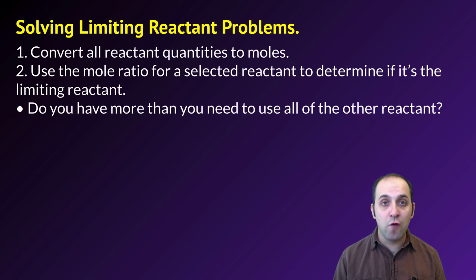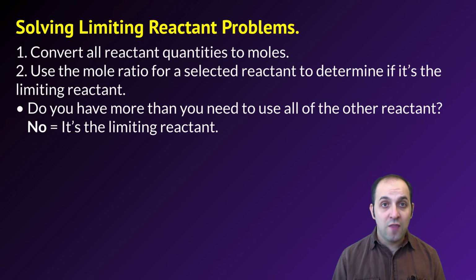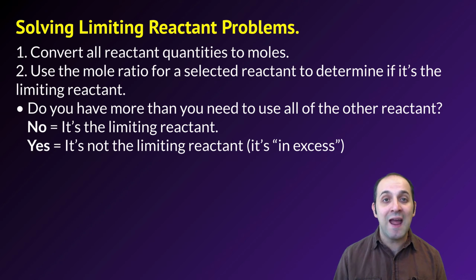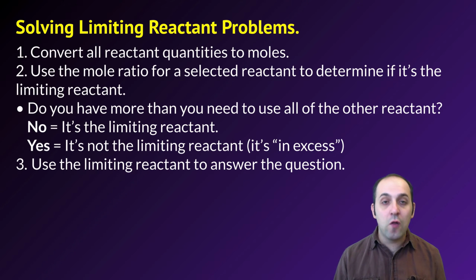Look at the mole ratio for a particular reactant compared to the other one, and figure out if you have more than you need to use all of the other reactant. If you don't, then the one that you've chosen is the limiting reactant. If you do, then the one that you've chosen is not the limiting reactant. It's what we'd say to be in excess, and the other reactant is the limiting reactant. Once you know that, you use the limiting reactant to determine the total amount of whatever product is going to be produced and answer the question.